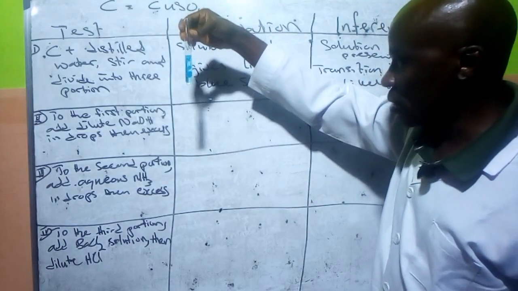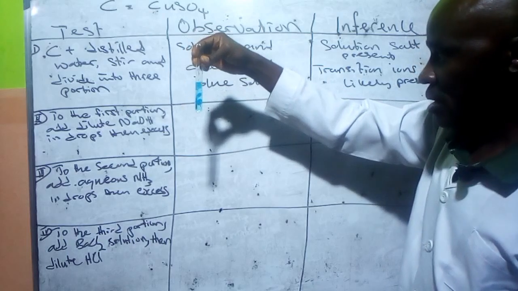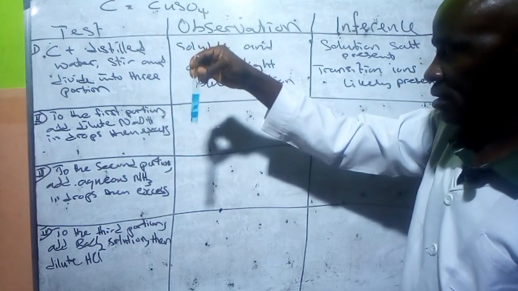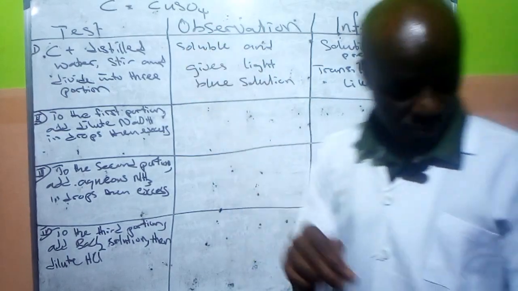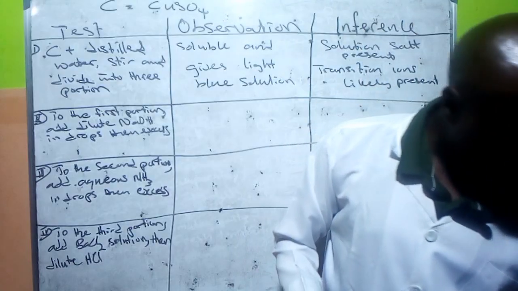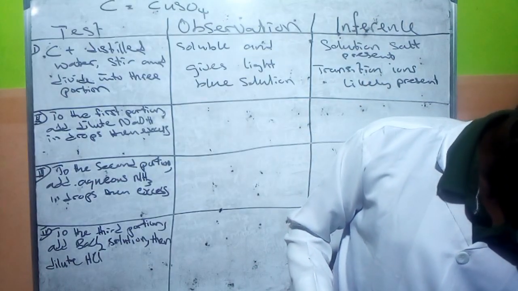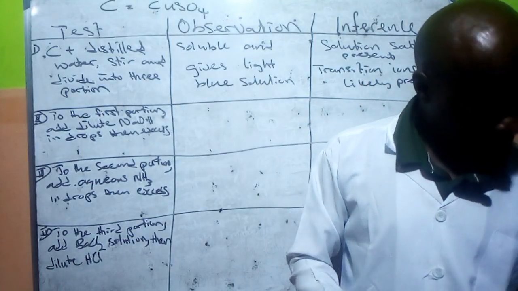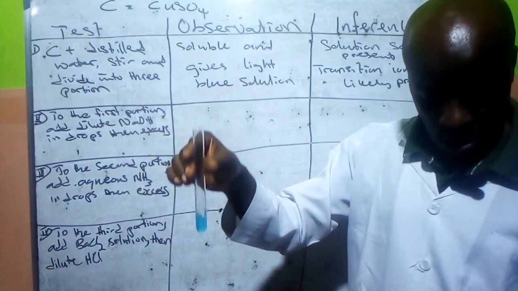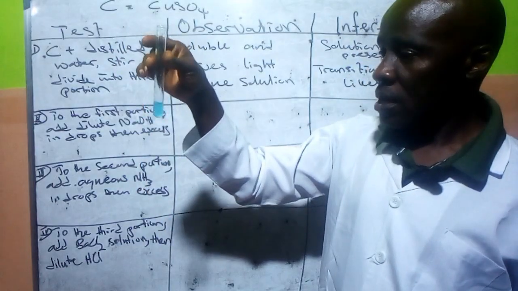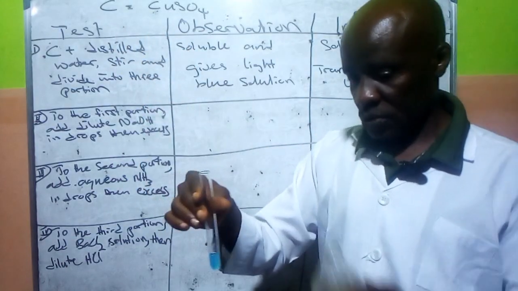This is in drops. Let's see what we have in excess. Let's reduce the volume so that we can be sure we have a small quantity. Alright, let's add in excess to see what you will get.